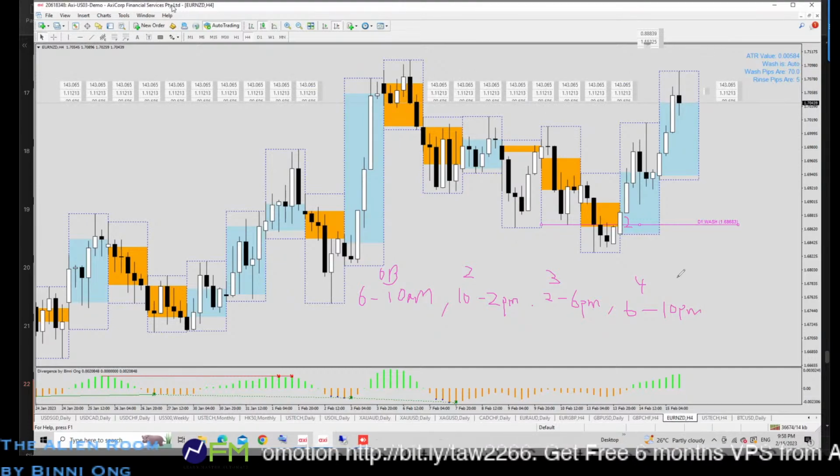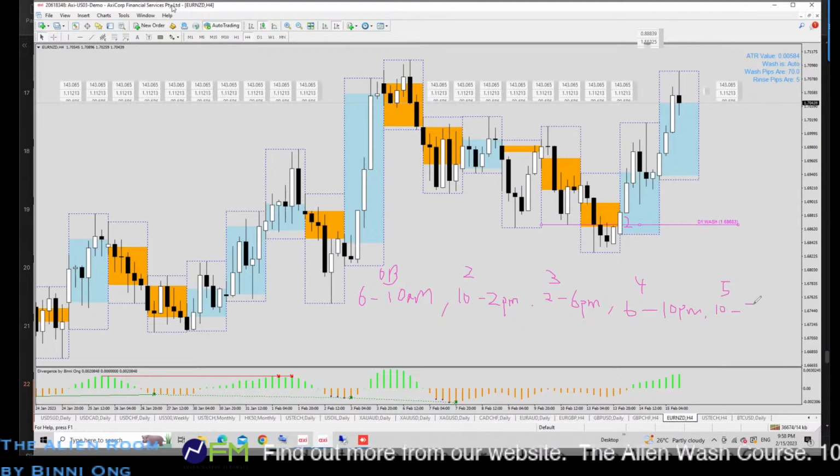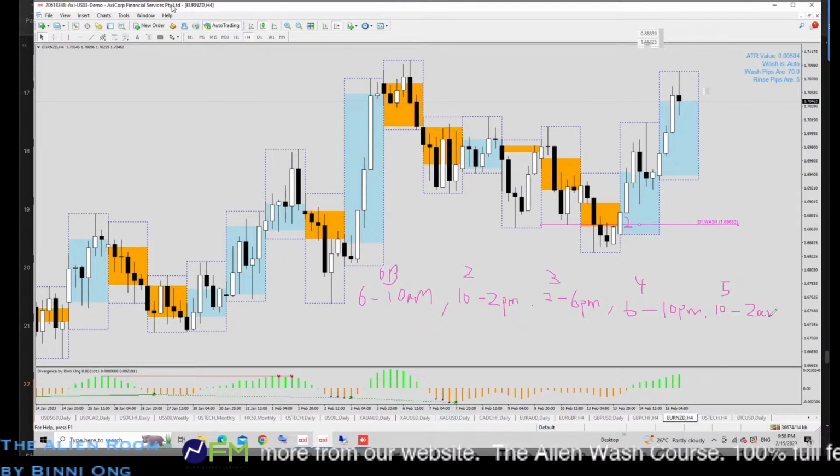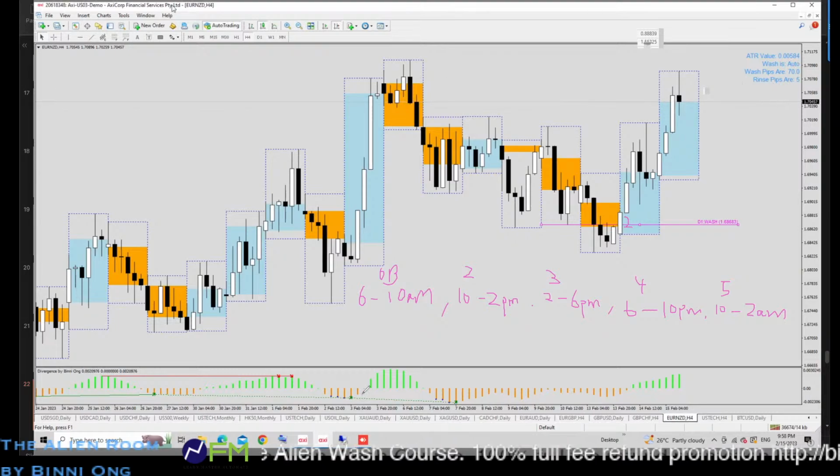The time now is 9:58. That means if there's a signal, then 2 minutes later, it should pop up on my screen. That's why I'm actually rushing a little bit. Then the fifth bar, what time is it? 10 to 2 a.m. And that's it. No more signal already. At 6 a.m. it won't show any signal, but Telegram would bang bang bang. It would tell you which pair has a wash and rinse on the day close.